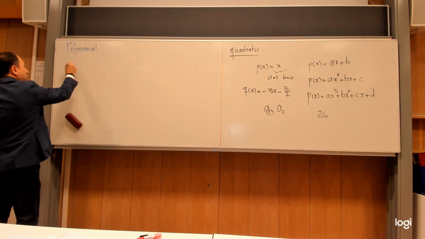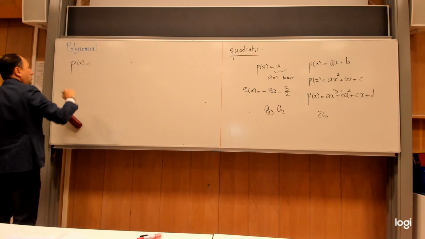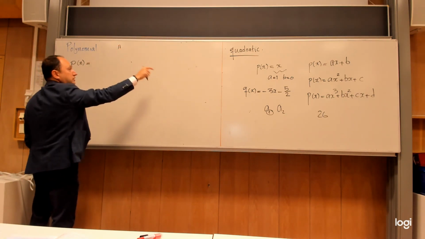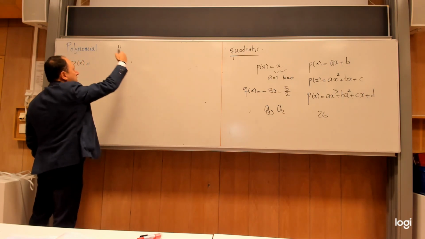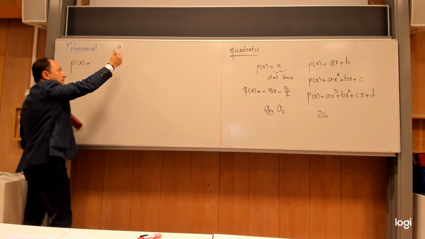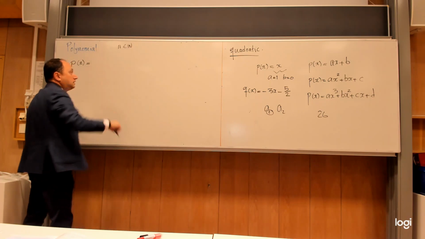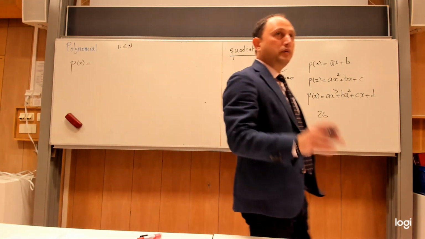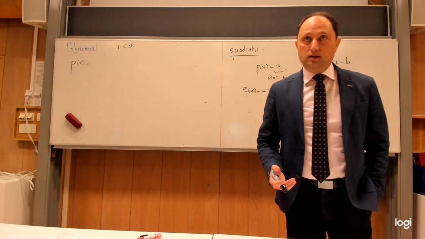Can you tell me what is the most general form of a polynomial of degree, say, n? Not degree 1, not 2, not 3, but generically degree n, where n belongs to the natural numbers. I want to write the most general form of a polynomial of degree n.